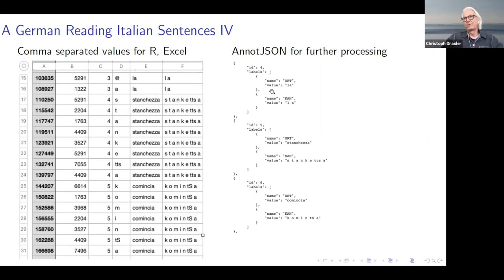We also have AnnoJSONs for further processing. This is a JSON format that most programming languages directly support, and where you get all the relevant information in a machine readable format. And it's always the same data. So what you saw here, and what you see on the right side, it's always the same basic format, but we have different representations, different output formats.